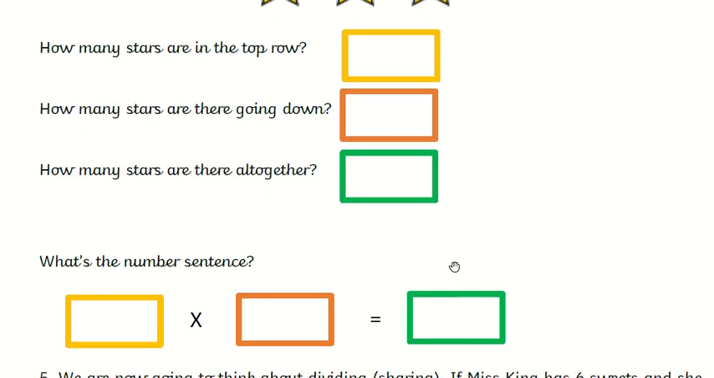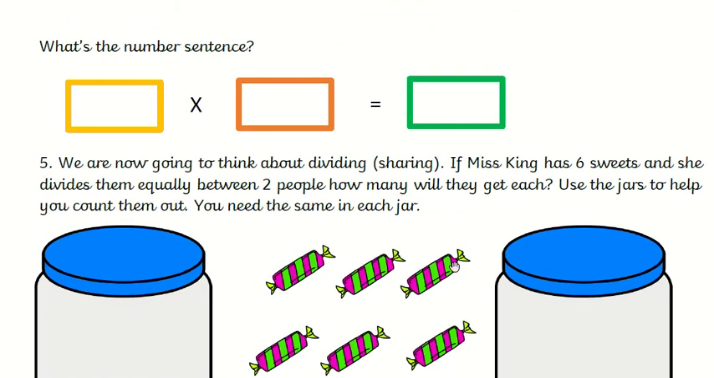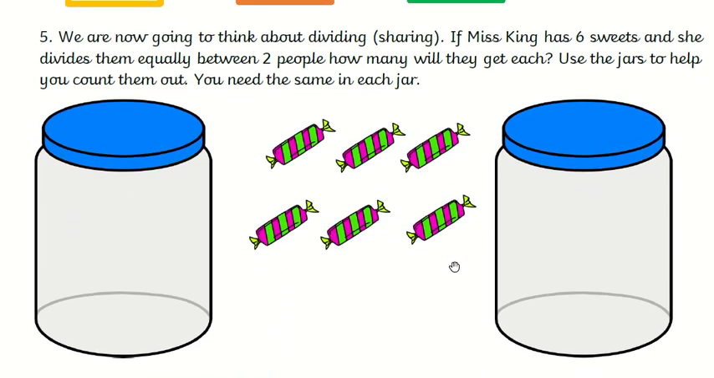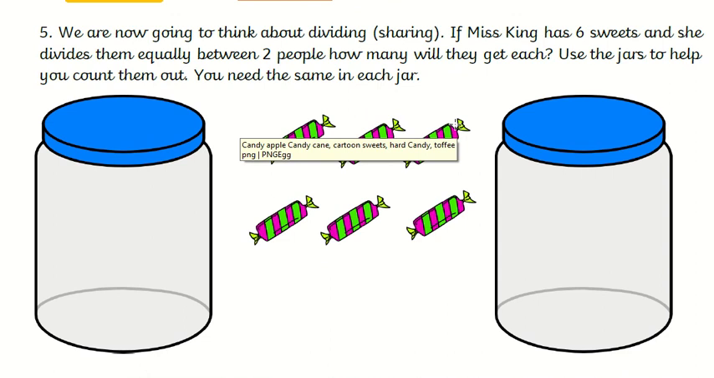Okay, so I'm now going to move down to the final question. We are now going to think about dividing, which is sharing. So you might be thinking about how I do the action of sharing when we're in class to show this. So if Miss King has 6 sweets, which are the sweets here, and she divides them equally between 2 people, how many will they get each? So we're doing 6 divided by 2. That's why there's 2 jars here. Use the jars to help you count them out.